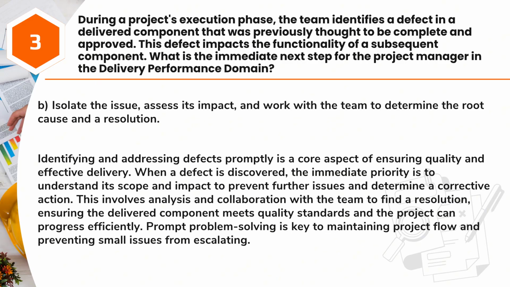Answer: B. Isolate the issue, assess its impact, and work with the team to determine the root cause and a resolution. Identifying and addressing defects promptly is a core aspect of ensuring quality and effective delivery. When a defect is discovered, the immediate priority is to understand its scope and impact to prevent further issues and determine a corrective action. This involves analysis and collaboration with the team to find a resolution, ensuring the delivered component meets quality standards and the project can progress efficiently. Prompt problem solving is key to maintaining project flow and preventing small issues from escalating.